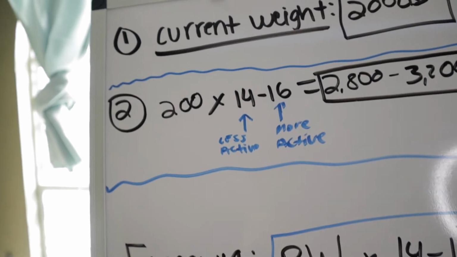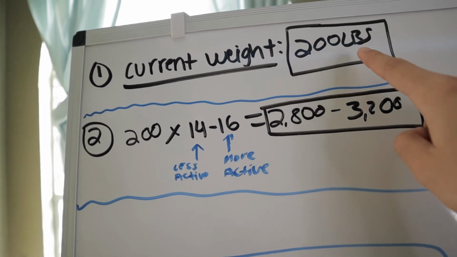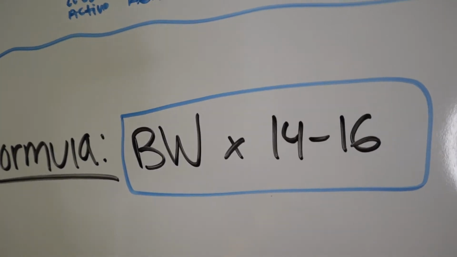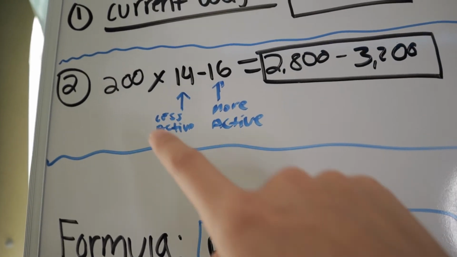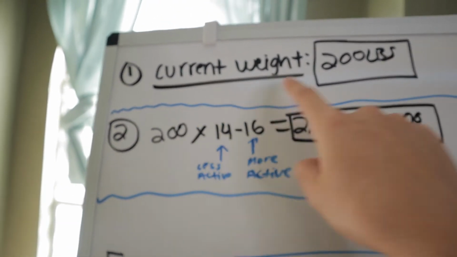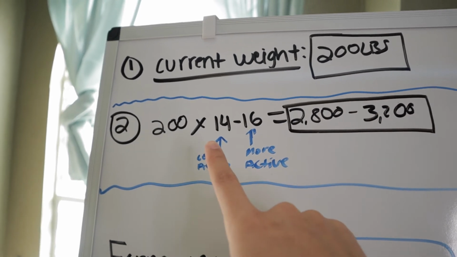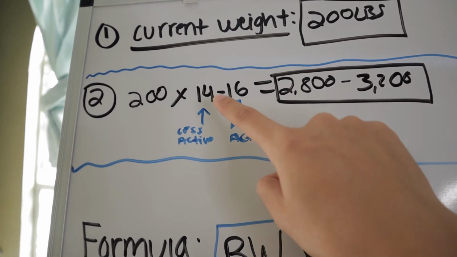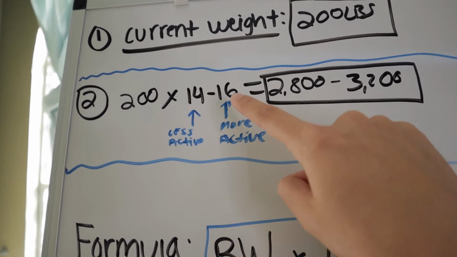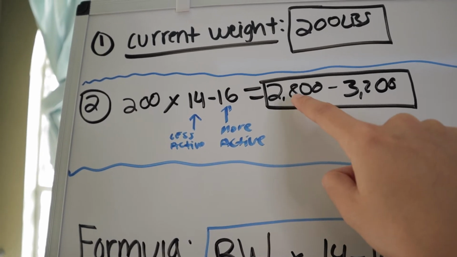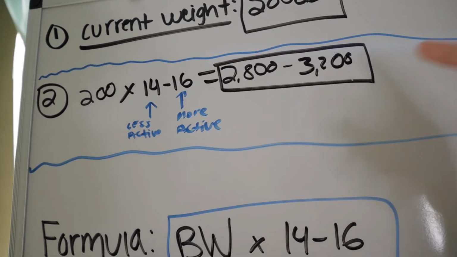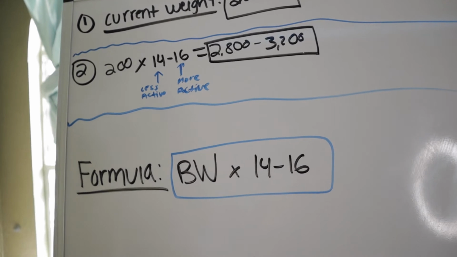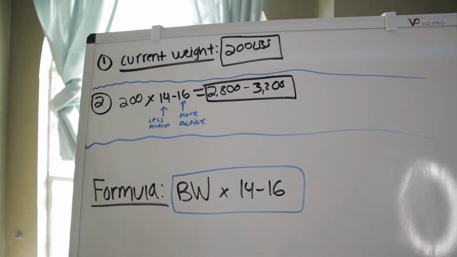Now I have an example above here. Let's just say your current weight is 200 pounds, a super easy number to go off. Using the formula, body weight times 14 to 16, you take your current weight, 200 pounds, times 14 to 16, and this gives you your calorie range. Like I said, 14 is less active, 16 is more active. So 2800 calories is your maintenance, or 3200 calories is your maintenance. It all depends on your daily activity.